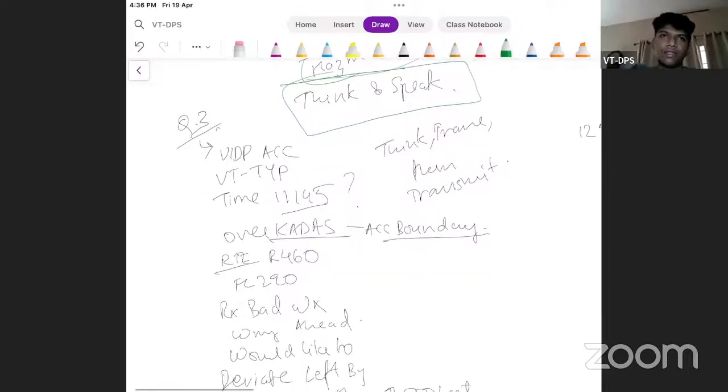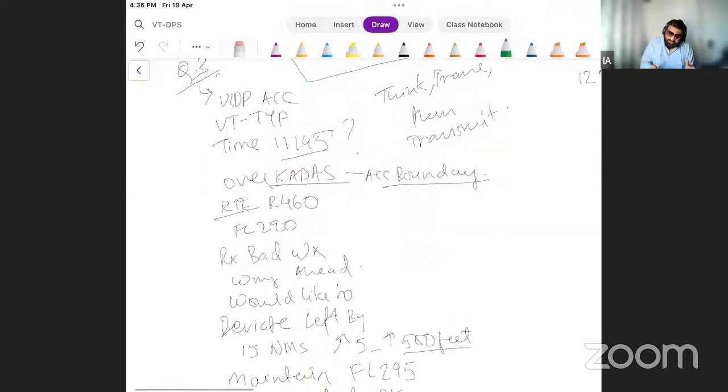Your call was not bad, but you were fumbling in time, and the time that you gave me was 11145. Maybe because you were overwriting and speaking. You have to be crystal clear with your communication. You cannot fumble. You say correction and continue with the last correct phrase. It has been taught to you time and again.